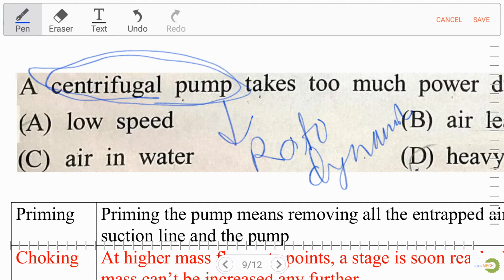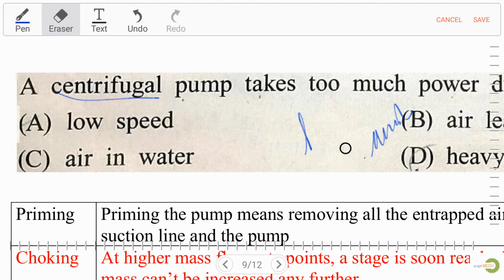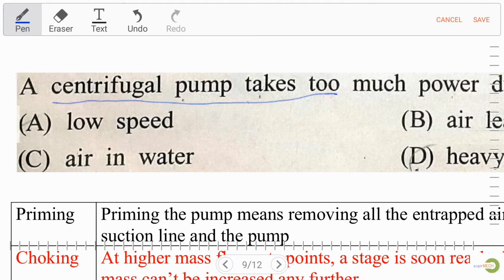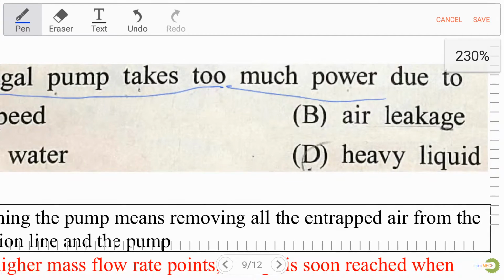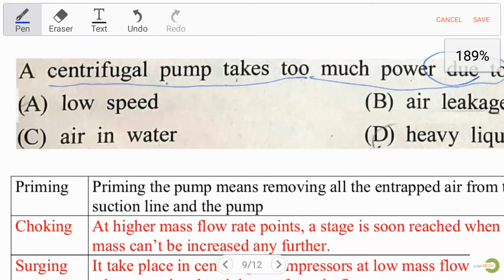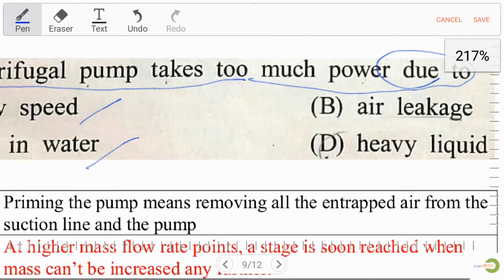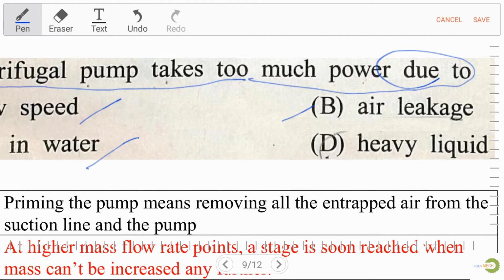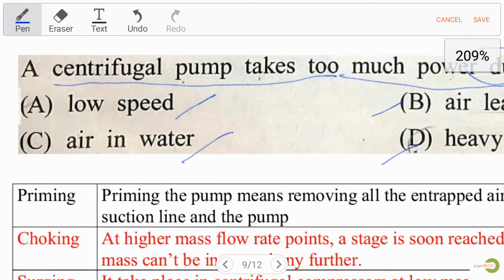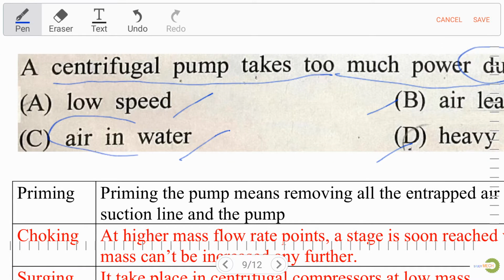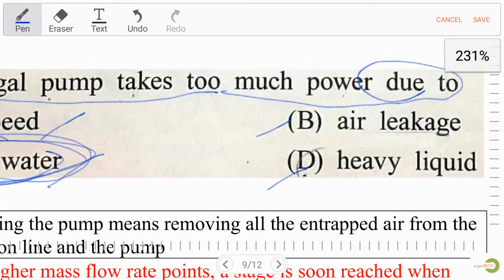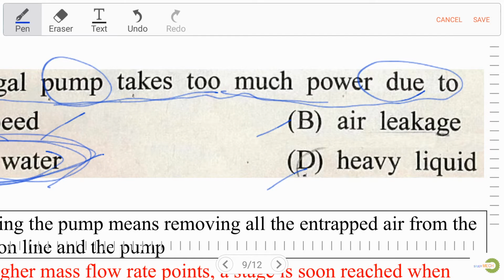Always remember. Now let's focus on the question again. A centrifugal pump takes too much power due to: option A, low speed; option C, air in water; option B, air leakage; option D, heavy liquid. First of all, our right answer is air in water. If air is available in water, then a centrifugal pump takes too much power.